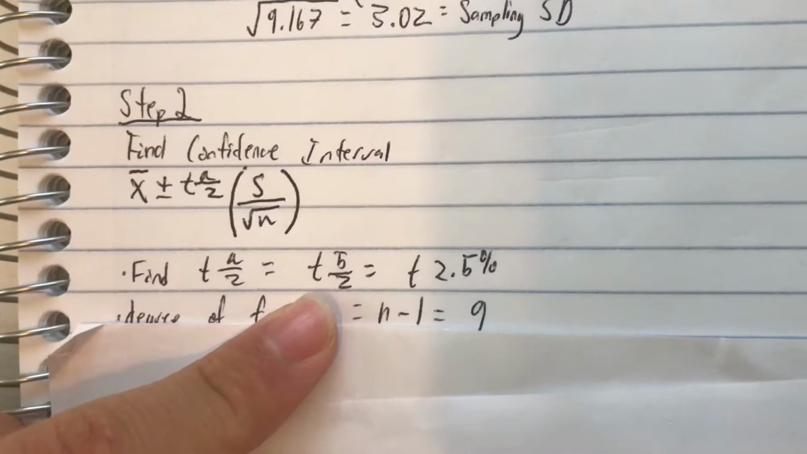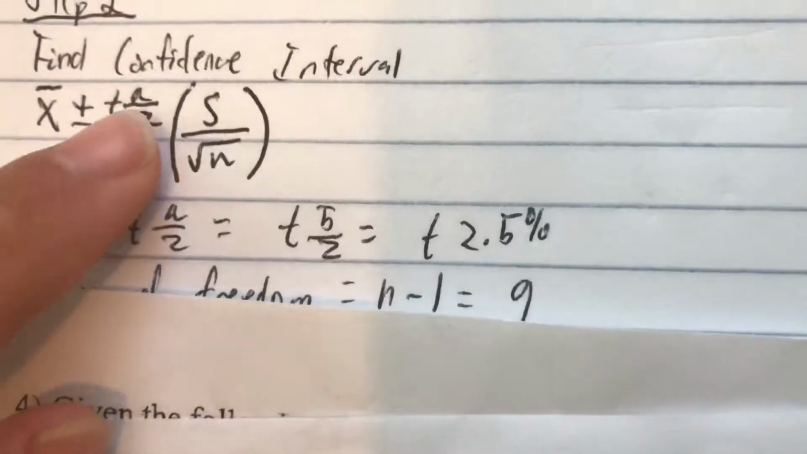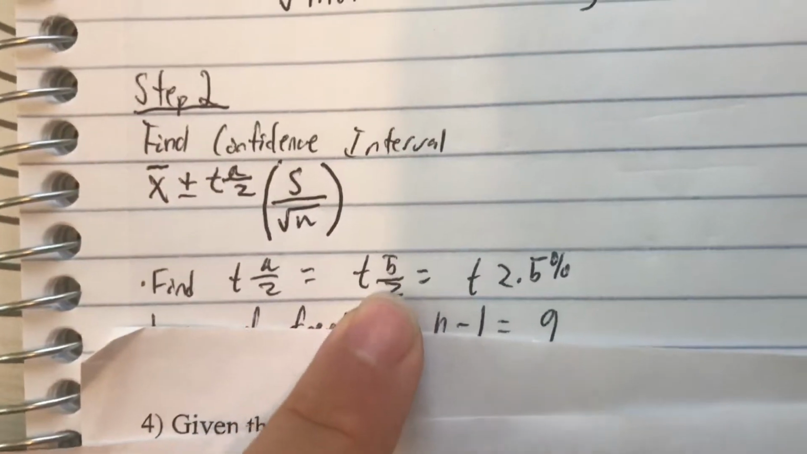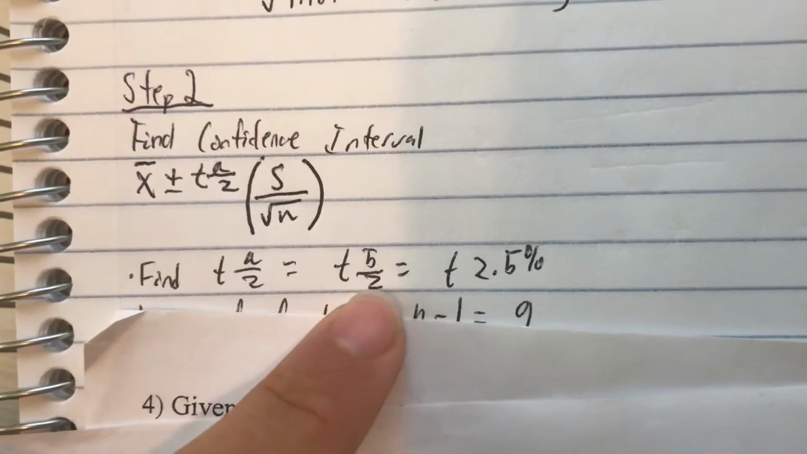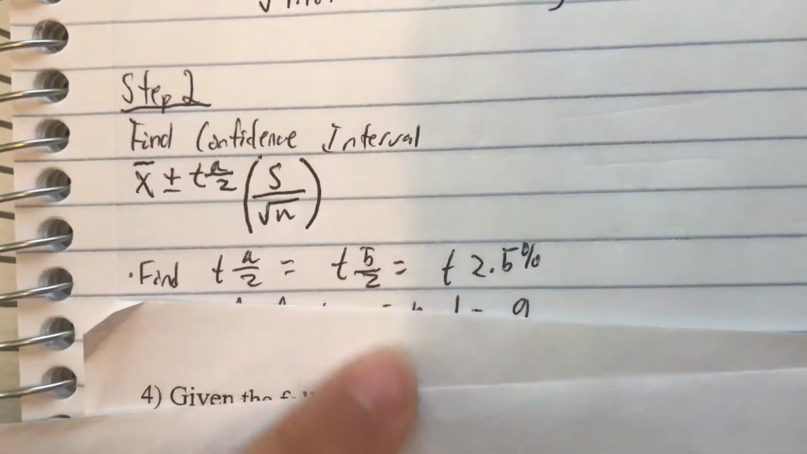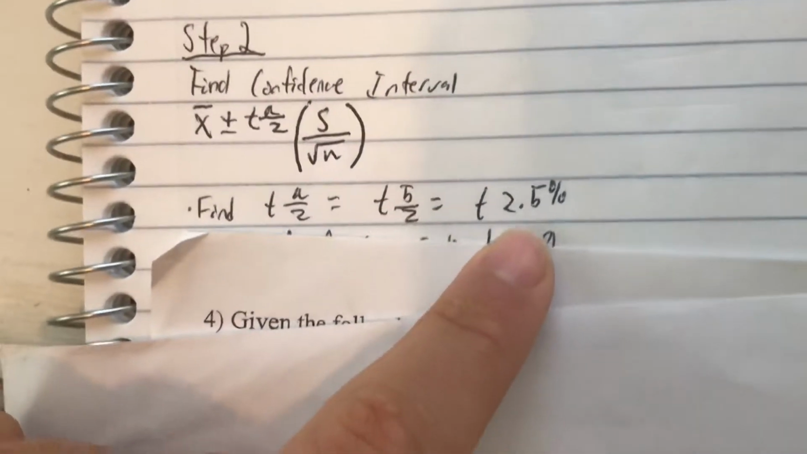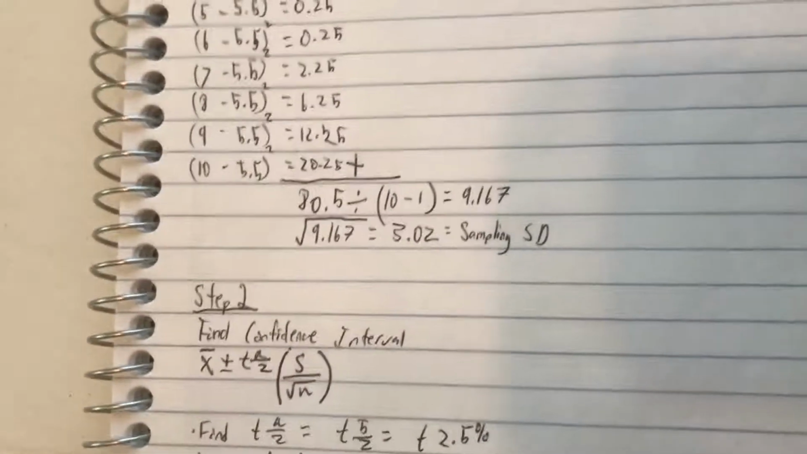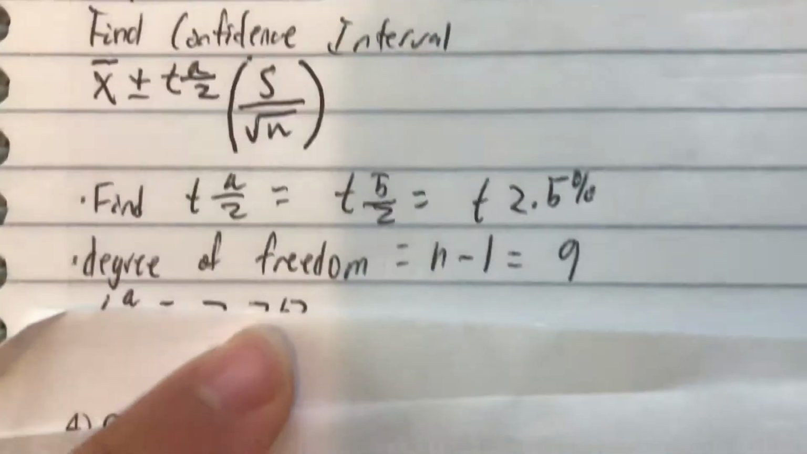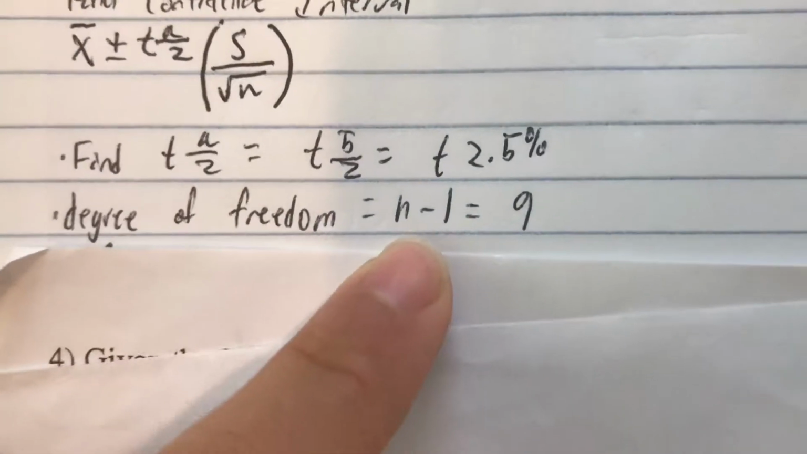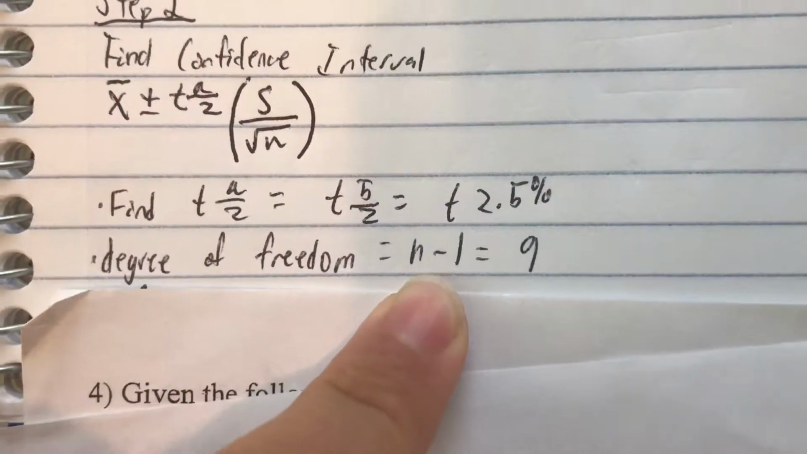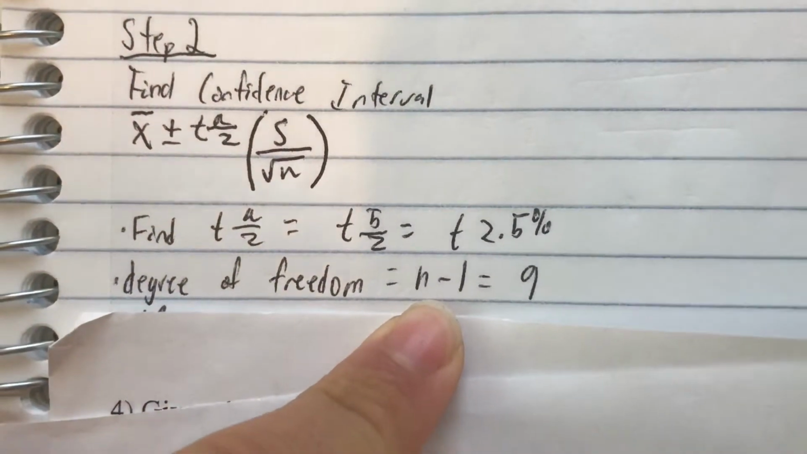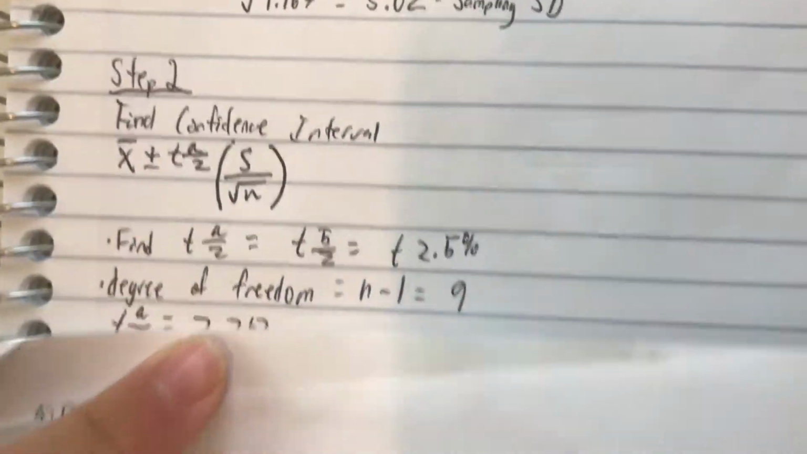So since we have a 95% confidence level, we know that alpha is 5%. So we have t times 5 over 2. And then that simplifies to t times 2.5%. So then we also know that the degrees of freedom is something that we also have to find, is equal to n minus 1, which is 10 minus 1 in our scenario, which equals 9.